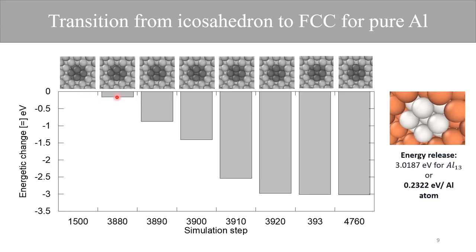For each change in the positions, we can see the contribution to the energetic change. And at the end, we have an energy release, a small energy release of 3 electron volts, which is equivalent to 0.23 electron volts per aluminum atom. The energy release is small, but it is interesting to see because it hasn't been reported before in the literature.